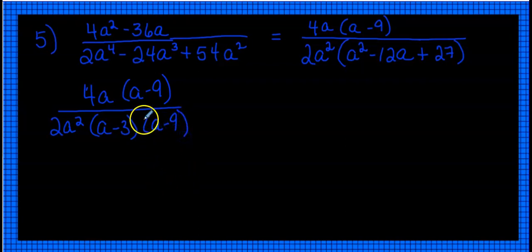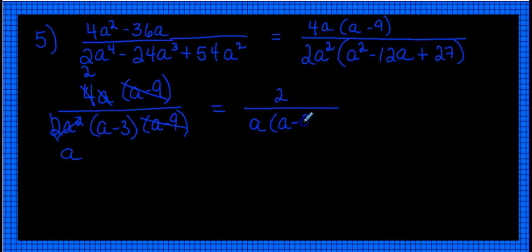So now I can start canceling. I've got a minus 9s I can cross out. I've got a 2 and a 4 that I could divide both of those by 2. And then I can divide these by a. So that's going to be 1 and that's going to be a. So let's see what I have left. In the numerator, I just have a 2. In the denominator, I have a times a minus 3, and I can leave it just like that. I don't have to multiply that through or anything.